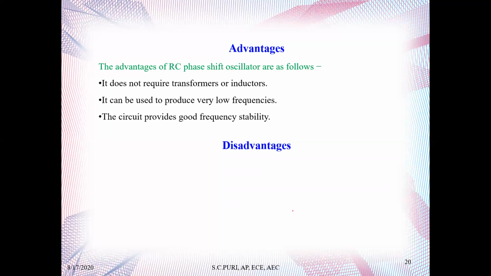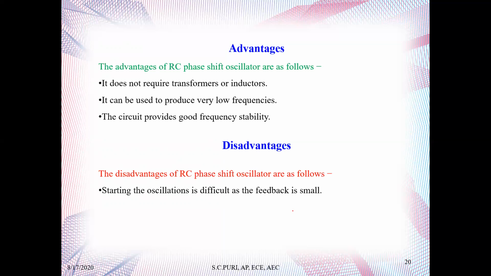Now coming to disadvantages. The disadvantages of RC phase shift oscillator are as follows. Starting the oscillations is difficult as the feedback is small. The output produced is also small.